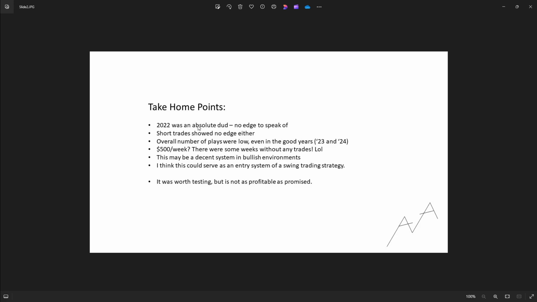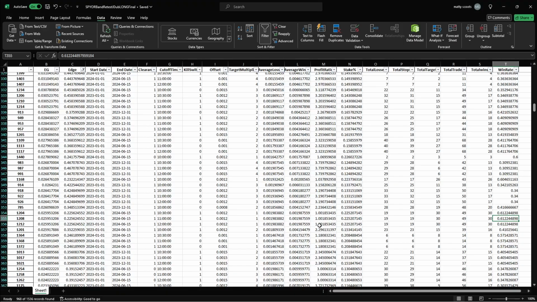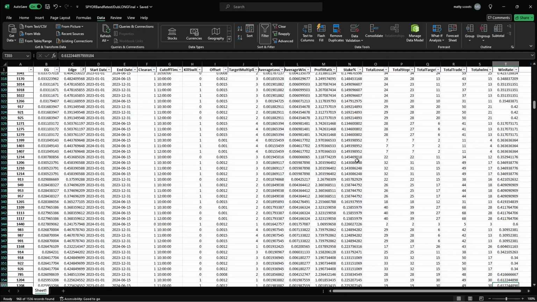2022, the entire year, even when I culled it for just going long, absolute dud, no edge to speak of there for the most part. Well, I just thought of one more thing I wanted to go over in the data. When you're looking at data like this, you don't want to see one specific set of criteria. Like, okay, it has to be this offset with the kill switch on and the clearance on and this one cutoff time in this range of dates, or else it doesn't work.